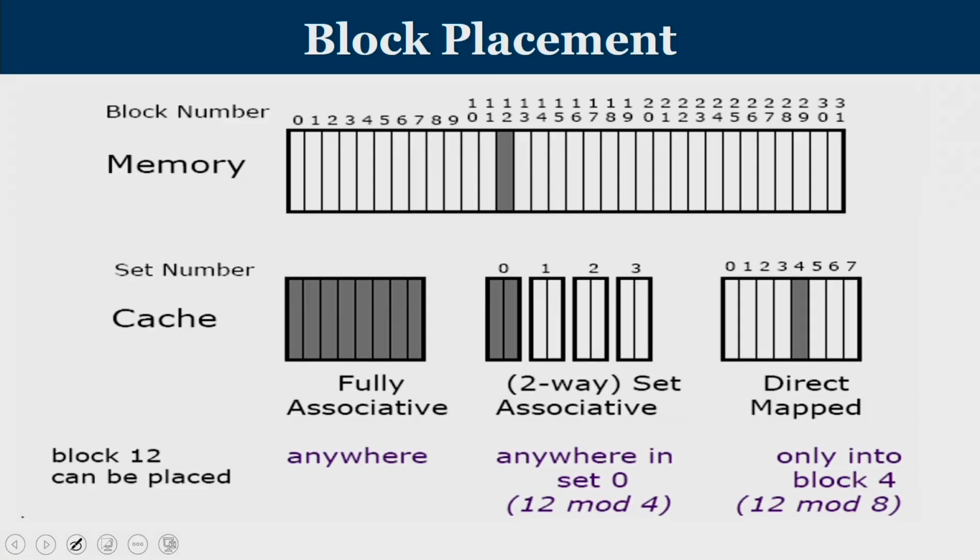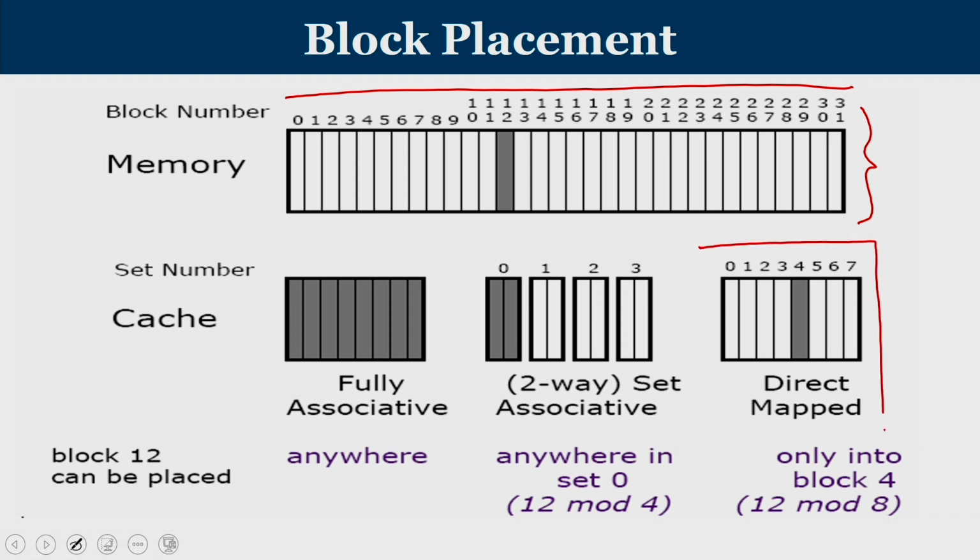Let us now go to the block placement scenario. Consider you have a main memory that has 32 blocks. A block is nothing but continuous words. So if you have a main memory of 32 blocks ranging from 0 all the way up to 31, imagine that you have a cache. We call this cache a direct mapped cache. And let us say our discussion is on this particular block, block number 12.